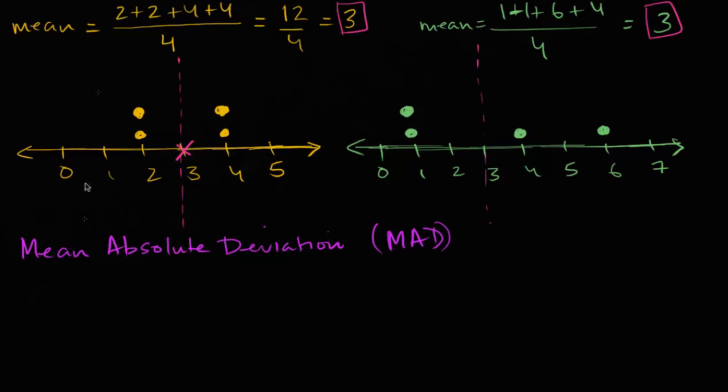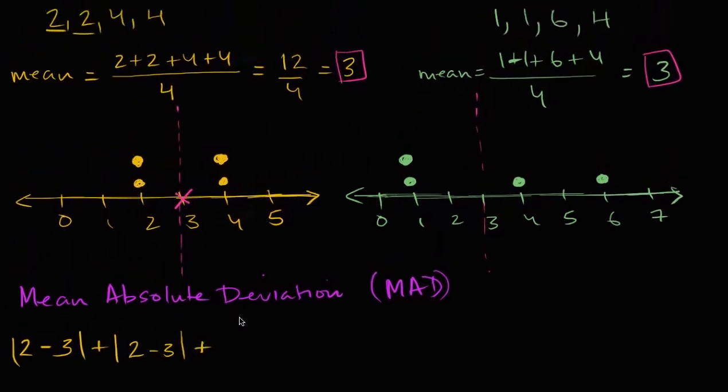So we take the first 2. So we say 2 minus the mean, and we take the absolute value. So that's its absolute deviation. Then we have another 2. So we find its absolute deviation from 3. Remember, if we're just taking 2 minus 3 and taking the absolute value, that's just saying, how far is it from 3? It's really easy to calculate in this case.